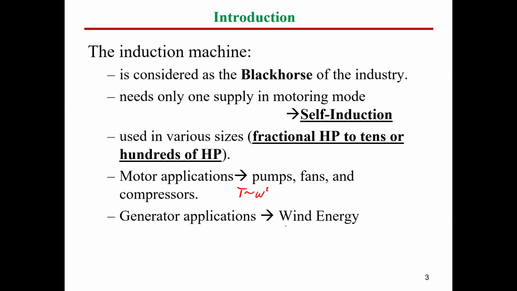So for the induction generator, we have two different types of machines. One is called the self-excited induction generator, which uses some pre-charged capacitors to initiate the flux in the machine windings. And we have another type called the doubly fed induction generator. Both are used with wind energy applications. So we have some applications for the induction machine as a generator.